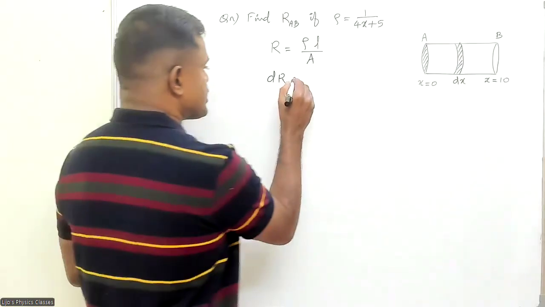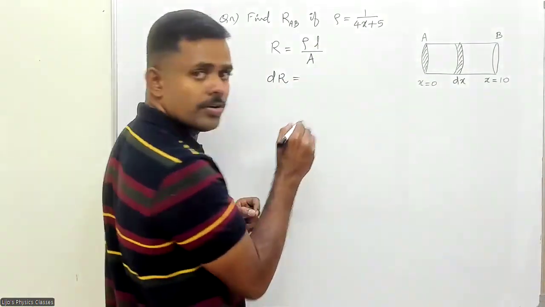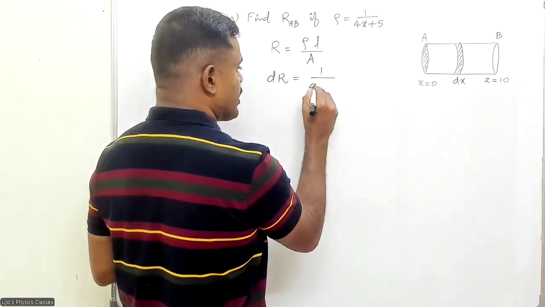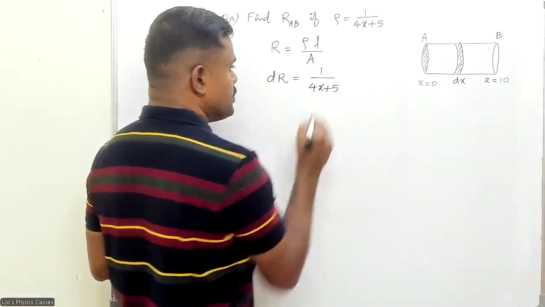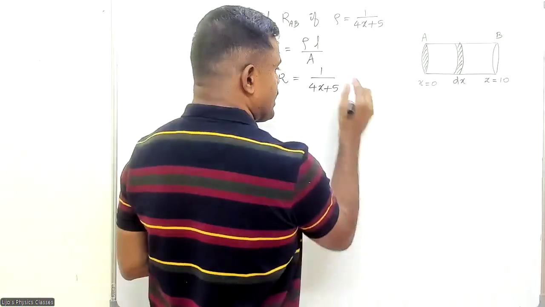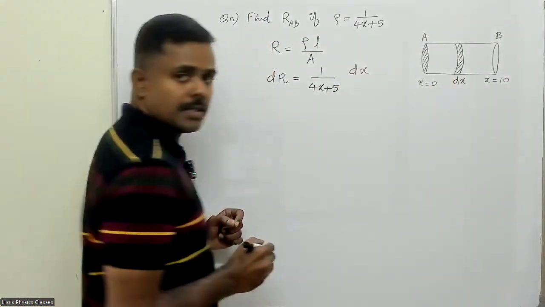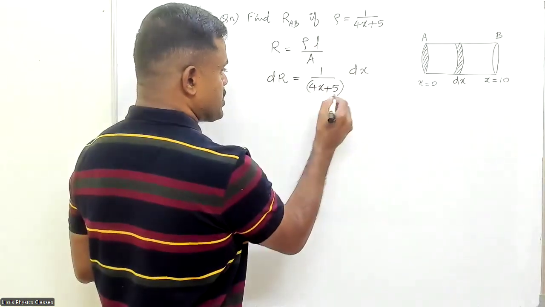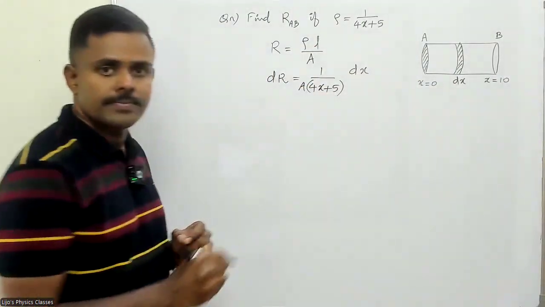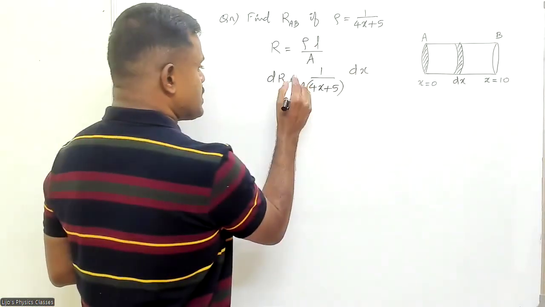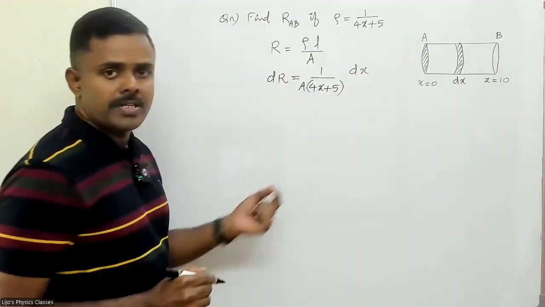Okay? It is given by rho, which is 1 by 4x plus 5, into the length of that element, dx, divided by area, which is still there, A. So this is the small resistance for that small segment.